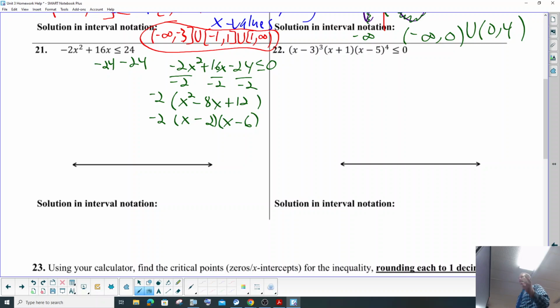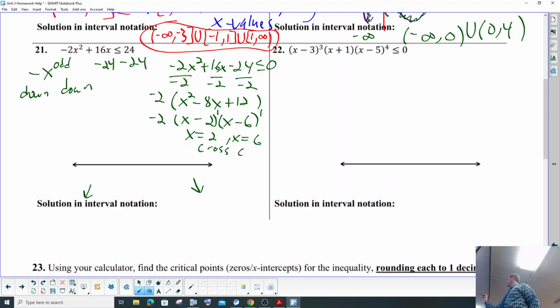So that means that we're going to have only 2 x-intercepts. And then it's negative x to the odd power, which is down, down for the end behavior. We're going to have x-intercepts at x equals 2 and x equals 6. The multiplicity is 1 and 1, to the first power. So that means cross through, cross through. So we go 0, 1, 2, 3, 4, 5, 6.